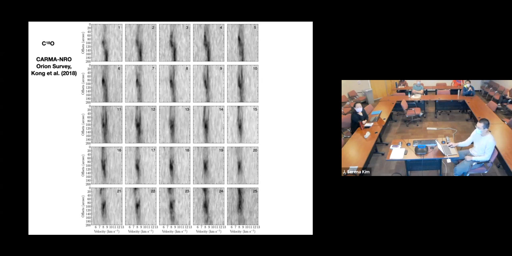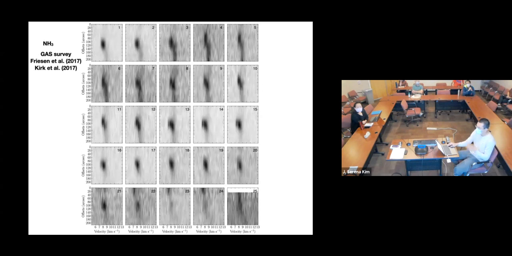We also see these two velocity components in an independent measurement, which is from the GAS survey by Friesen et al. They used ammonia to trace the dense gas. Because it's tracing denser gas, you only see probably the most central part of the filament. But you can still get the idea of these two velocity components in this diagram. The different panels are just different locations I picked along the filament.